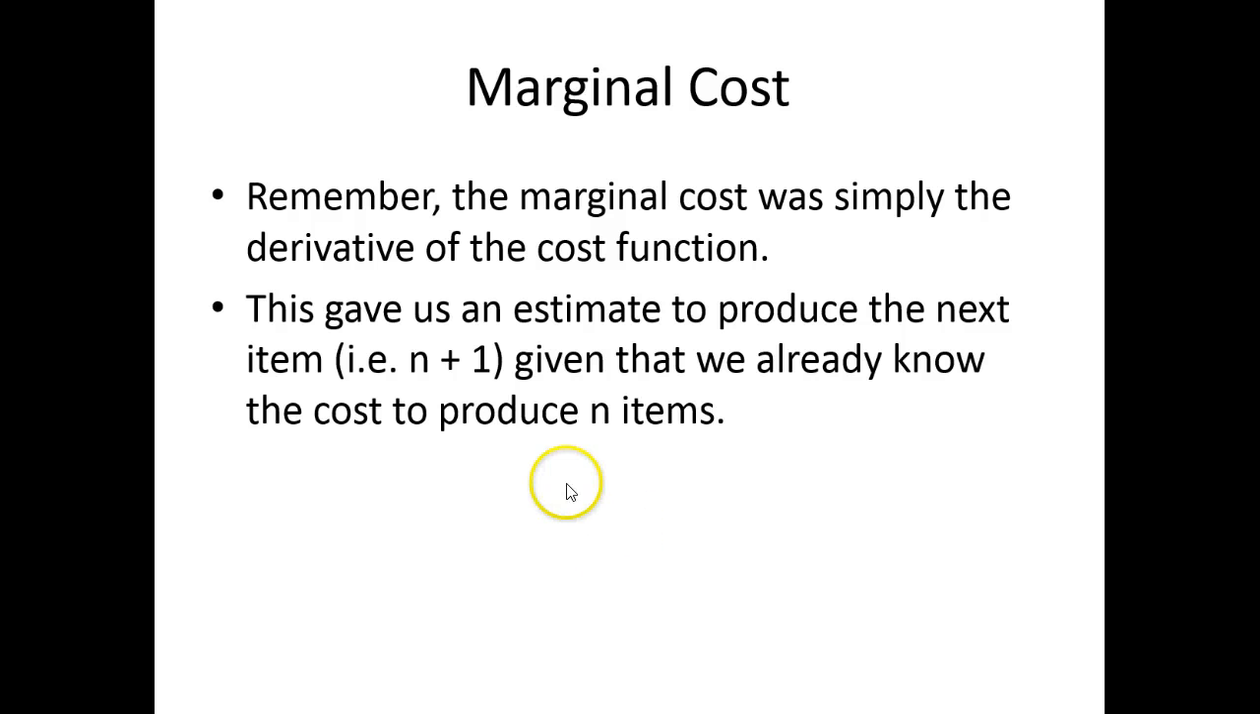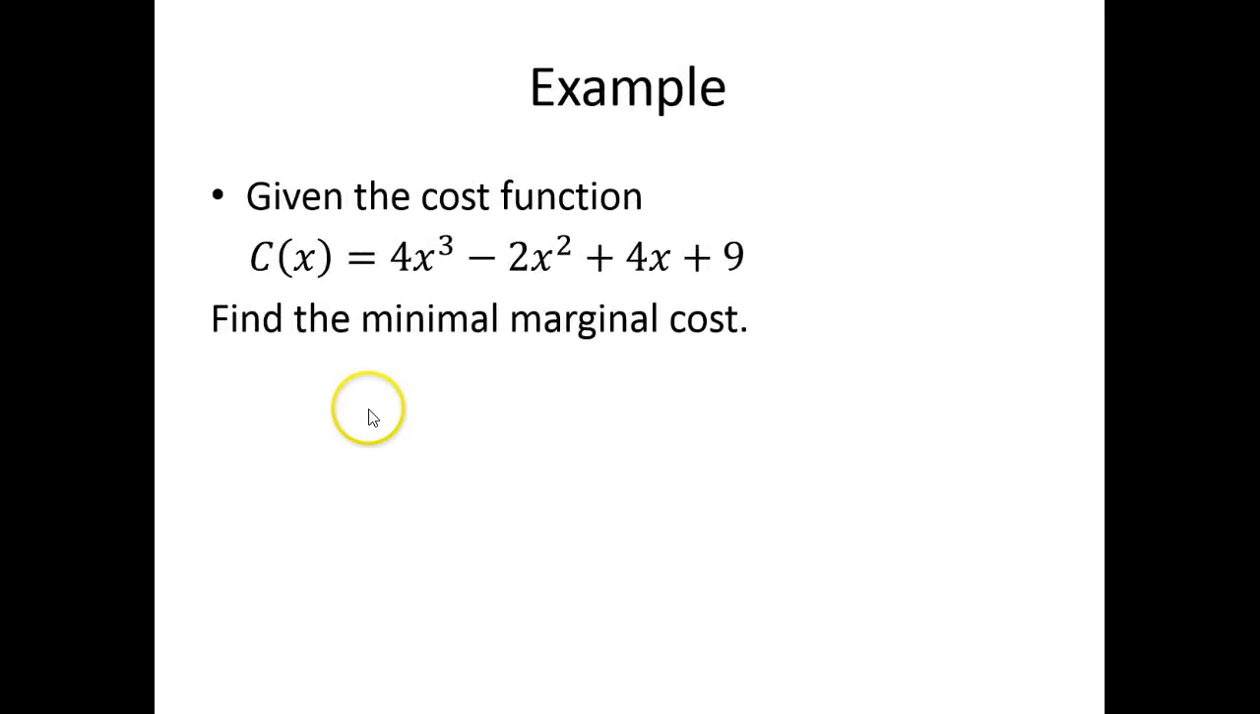If you remember, marginal cost was simply the derivative of the cost function. And this gave us an estimate to produce the next item, i.e. n plus 1, given that we already know the cost to produce n items. Here's a classic example. Given the cost function, c of x equals 4x cubed minus 2x squared plus 4x plus 9, find the minimal marginal cost.